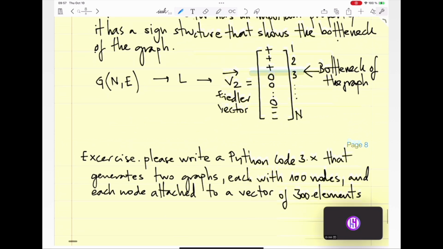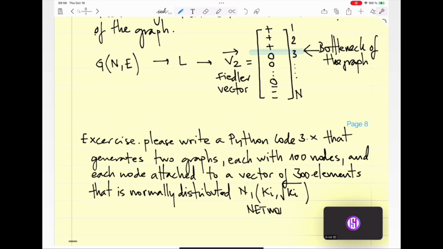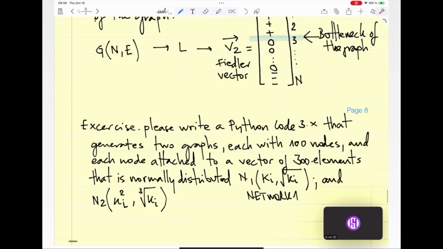It doesn't need to be anything special, just normally distributed with normal mean the degree of the node and standard deviation the square root of the degree of the node. This is for the first graph, network 1, and network 2, degree of the node squared as mean value, and cubic of the degree of the node as standard deviation for network 2. So the first one is the mean value, the second one is the standard deviation.